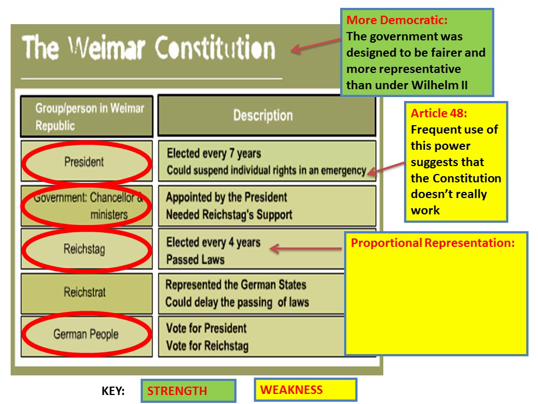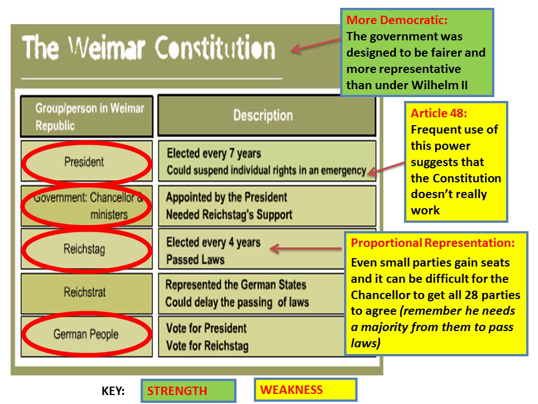It sounds great in theory, you've got everybody represented, but in the Reichstag, if you've got lots of different small parties all gaining seats, it's going to be really difficult for the Chancellor to get all 28, in this case, parties to agree so we can pass a law. In order to pass a law, you've got to get over 50% of the Reichstag agreeing. But if it's divided into so many tiny different parties, you've got to get them to agree with each other, and there were loads of different views going around at the time.